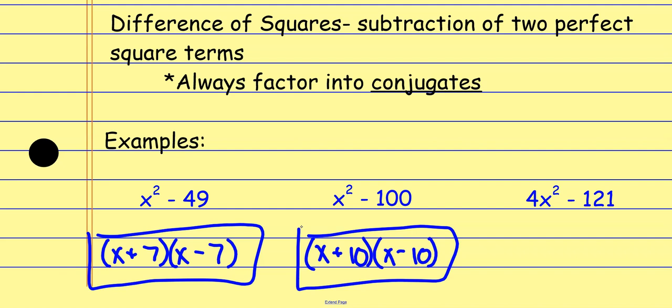This one, also difference of squares. Look at this. 4 is a perfect square. X squared is a perfect square. 121 is a perfect square. It's subtraction, so that is a difference of squares. Okay? The square root of 4 is a 2. The square root of x squared is an x. One's a plus, one's a minus here. The square root of 121 is an 11.